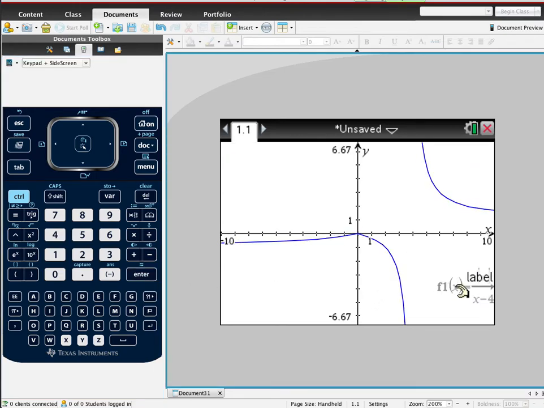There it is. What does it look like might be going on at 4? Looks like there's an asymptote at 4. Okay, so that means it would be D and E. Can I say it's headed anywhere? No.